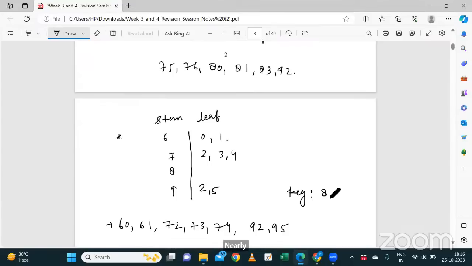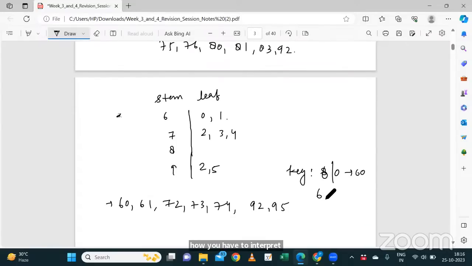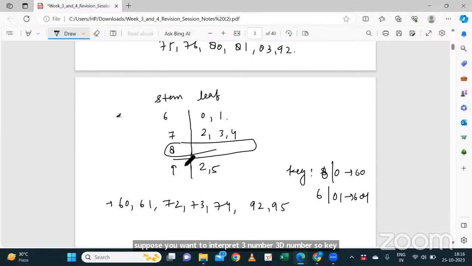First of all, how you interpret your stem and leaf plot: the key will be provided. Suppose I have written 6 | 0 means 60. If you want to interpret a three-digit number, the key will be like 6 | 0 1 means 601. So don't interpret anything except by the key. If there is nothing, that means there is no observation for this stem and leaf. You can't say it's an 8; 8 would have to be written as 0 | 8.